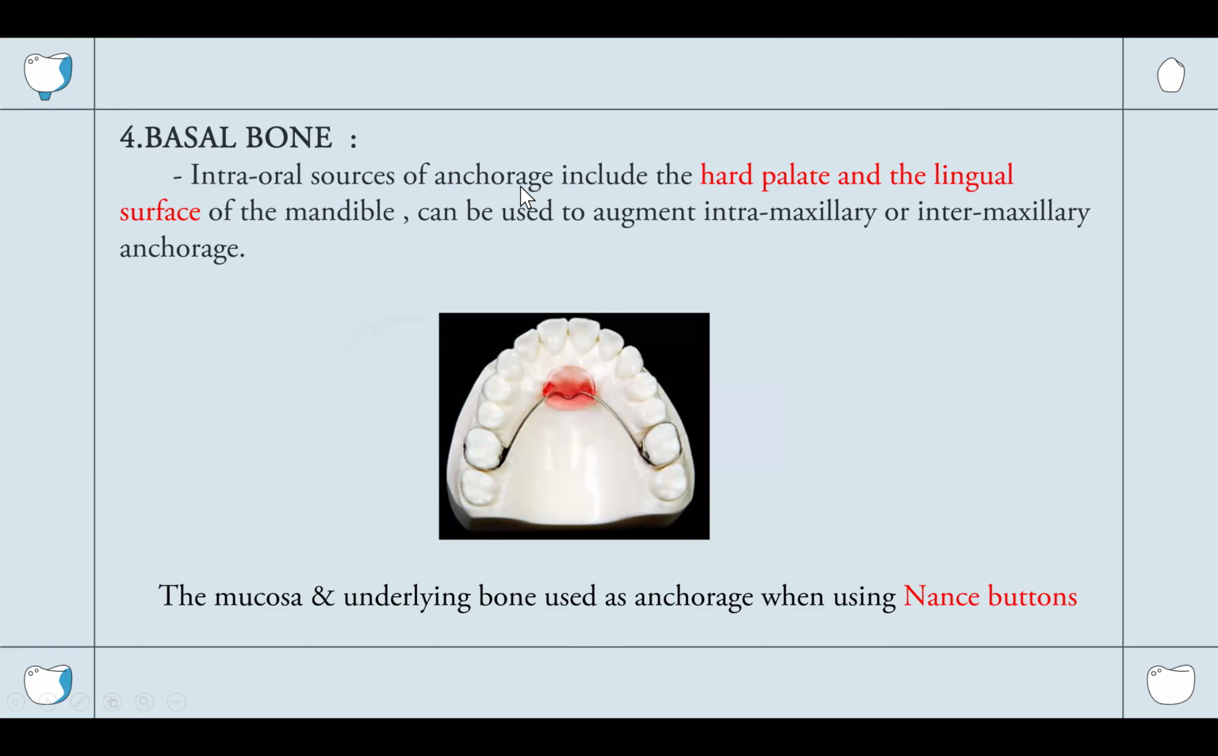Basal bone. Intraoral sources of anchorage include the hard palate and the lingual surface of the mandible, which can be used to augment intramaxillary or intermaxillary anchorage. The mucosa and underlying bone are used as anchorage when using Nance buttons.